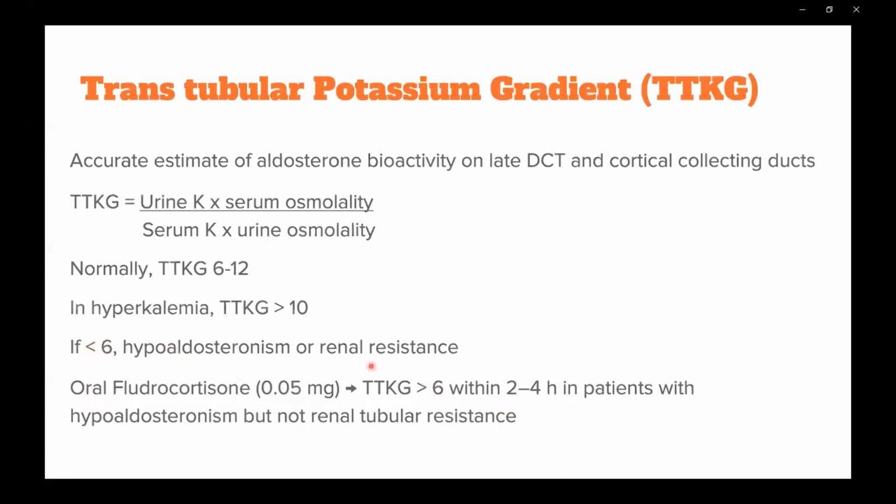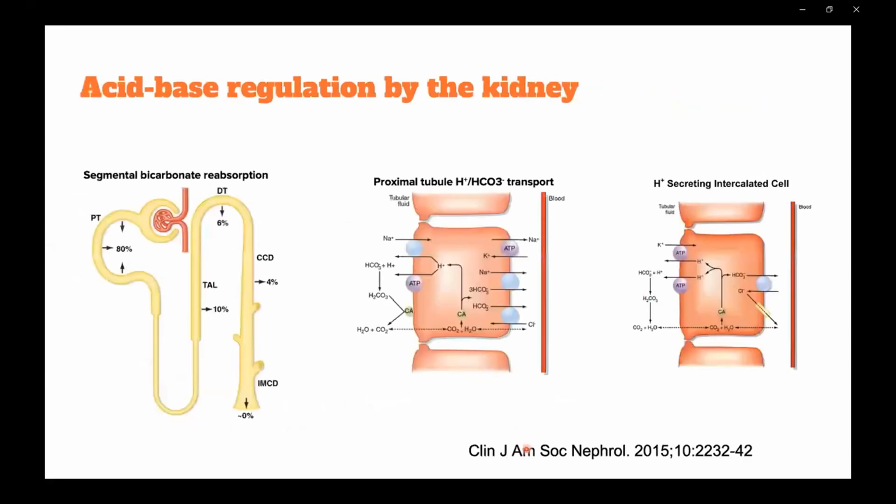However, if it was because of intrinsic renal resistance, the TTKG value will remain unchanged and will continue to remain less than 6 even in the face of hyperkalemia. This then tells us that hyperkalemia in this particular patient is because of intrinsic renal resistance and not because of hypoaldosteronism. So this is the applied physiology of using TTKG in clinical practice.